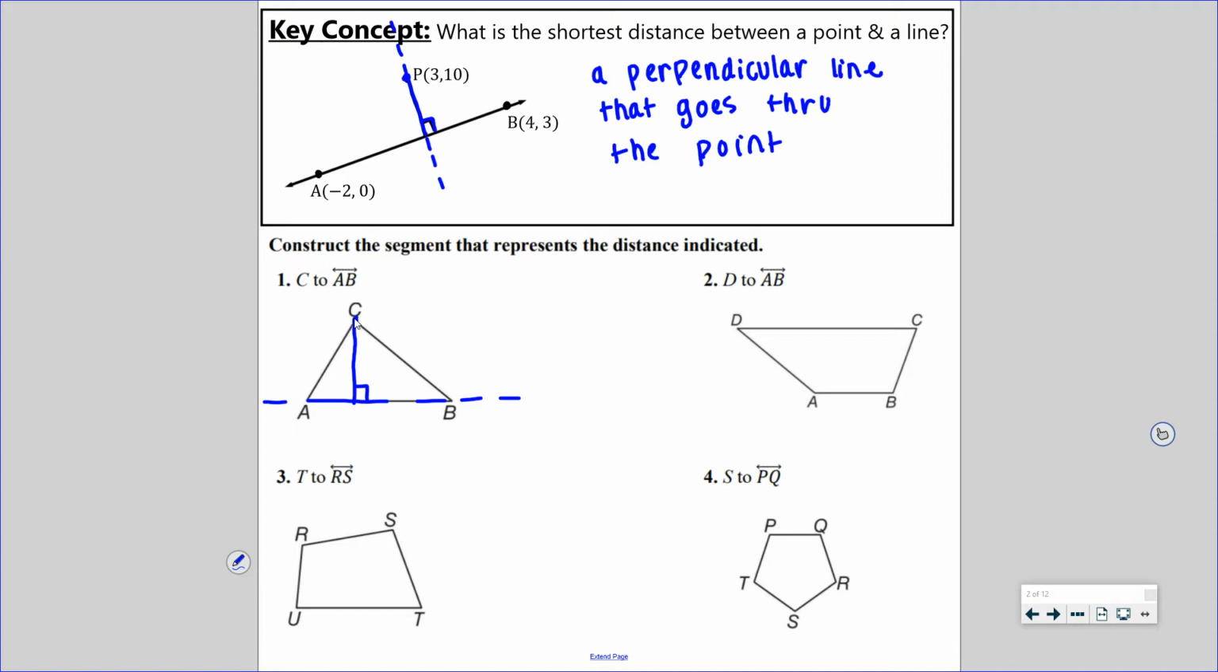All right. Point D to line AB, number 2. Again, we can extend this line. If you extend this line, use your straight edge, it might be easier to see. It can lie outside the polygon. In this case, it does. That's fine. That would be the shortest distance to that line. Okay, kind of fun, huh?